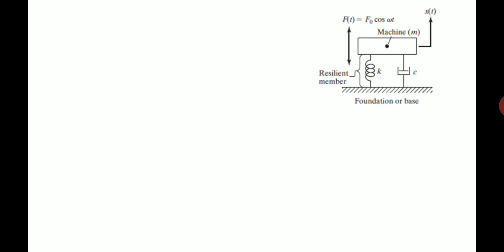Let's see what the equation is. As you can see in this figure, there is a machine of mass m, with a stiffness and a damper. The mass oscillates under a force equal to F0 cos omega t. That is also a harmonic force. This force will get transmitted to the ground. So we need to see what amount of that force is being absorbed by the spring and the damper. As you can see, this is also a system where there is a forcing function, a spring and a damper. So this is also a case of a forced damped system.